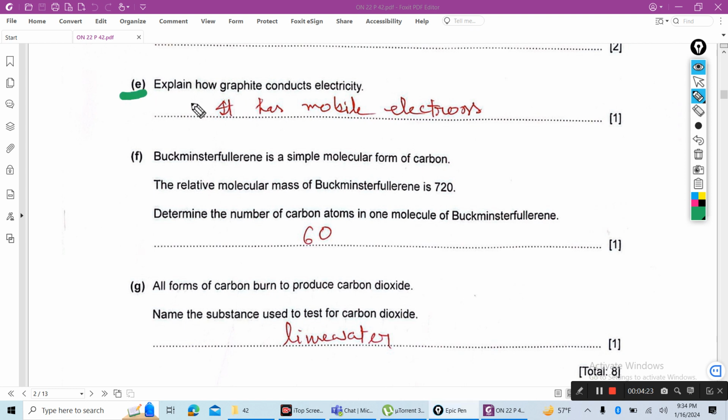E. Explain how graphite conducts electricity. It has mobile electrons, it has free electrons. That's why graphite conducts electricity.